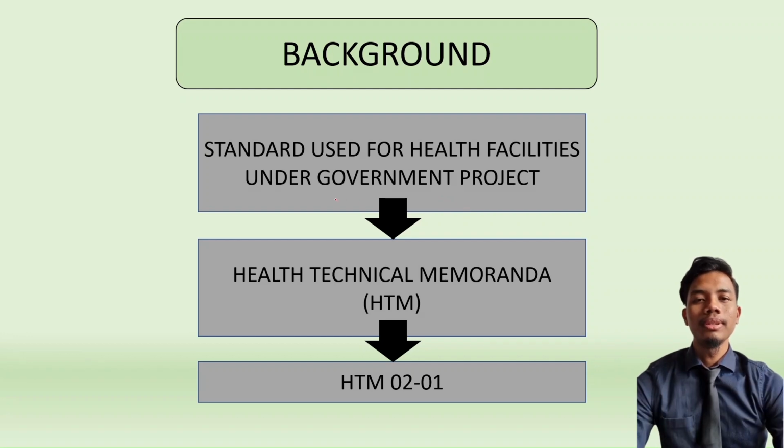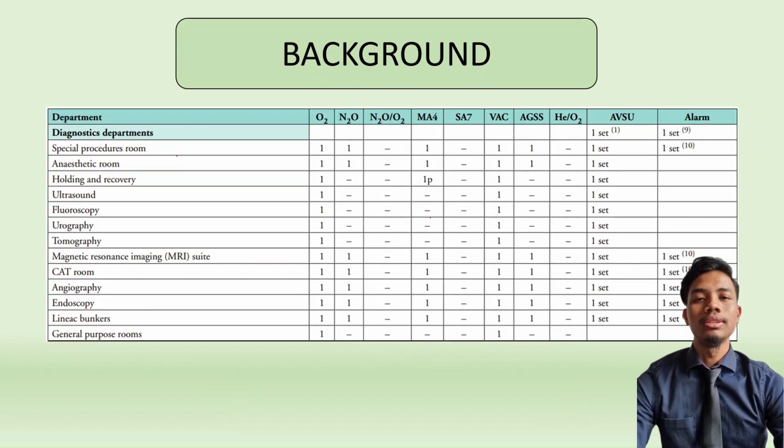While discussing piping systems in hospitals, there is a specific standard that is used. In Malaysia, specifically for government projects, the Health Technical Memoranda HTM standard is the main reference used. One of the HTM standards used is HTM 0201. The standard provides various information in designing a piping system.